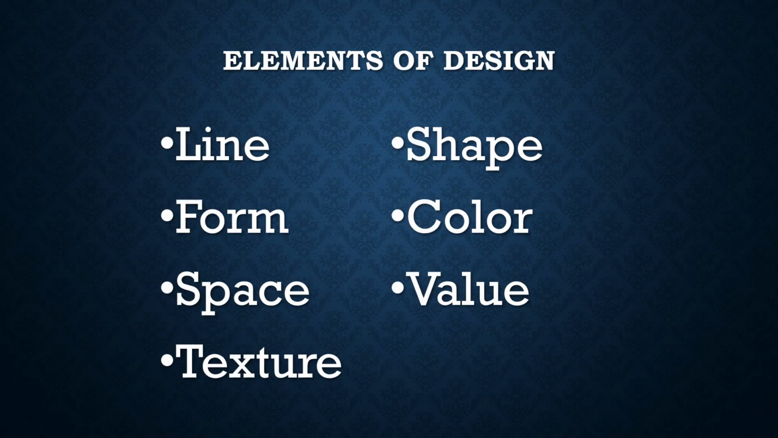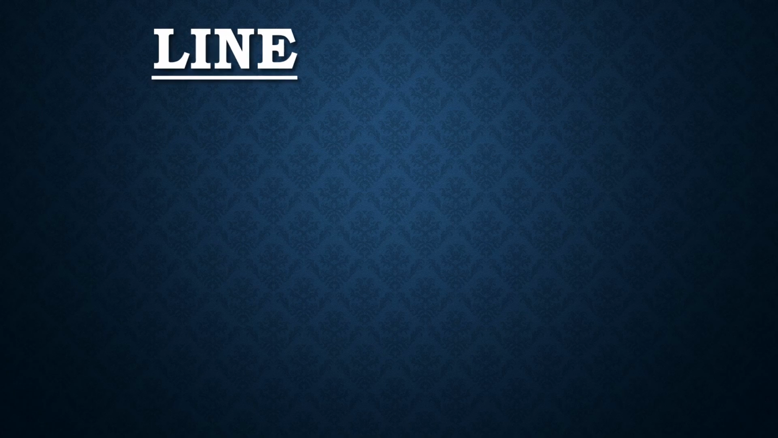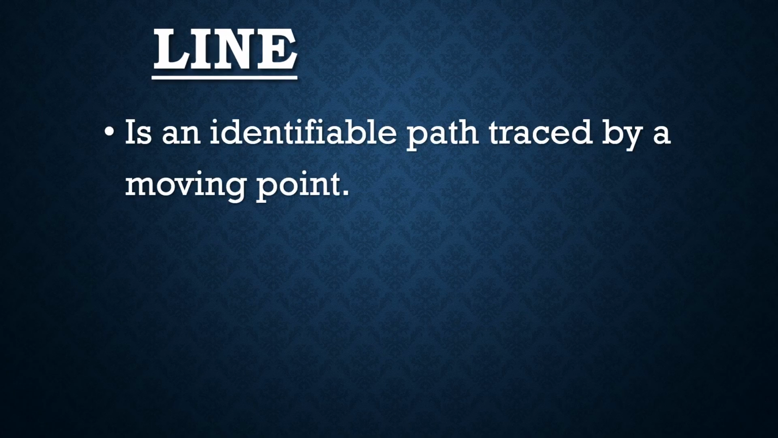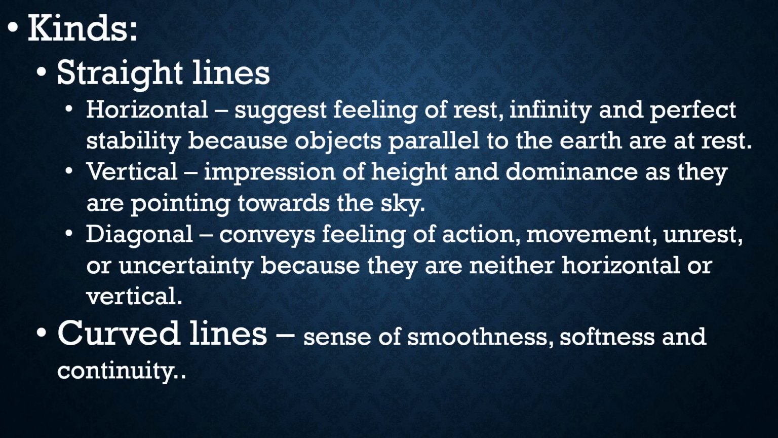What are the different elements of art or design? So we have line, form, space, texture, shape, color, and value. So line. Line is an identifiable path traced by a moving point. So what are the kinds of lines? We have straight lines and curved lines.